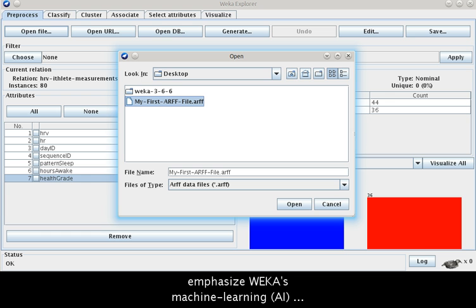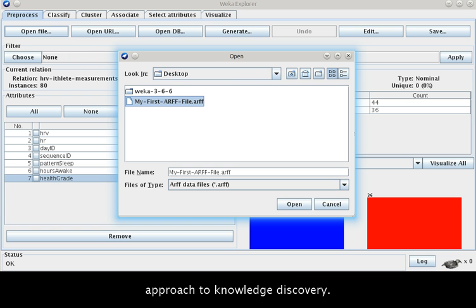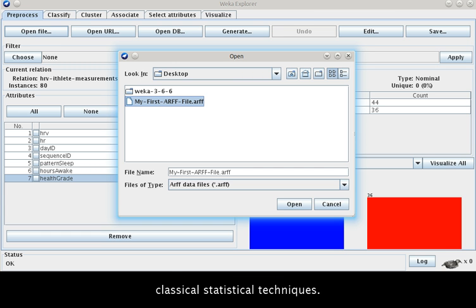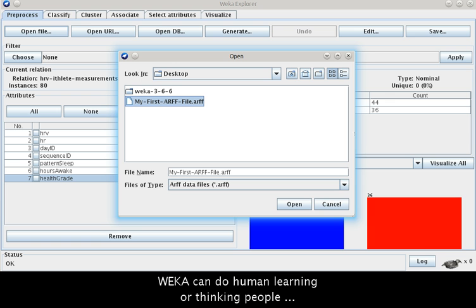This demo won't emphasize Weka's machine learning, artificial intelligence approach to knowledge discovery. It may feel more like deriving knowledge from classical statistical techniques. Weka can do human learning or thinking people data analysis as well. That's mostly how I got familiar with Weka, and that's mostly what I'm about to show.